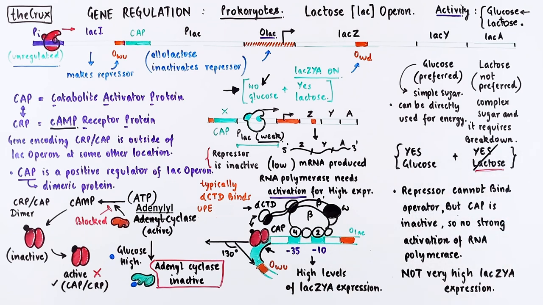Now, what if there was no lactose and only glucose? Well, in the absence of lactose, the repressor cannot be inactivated, so it goes and binds to the operator.